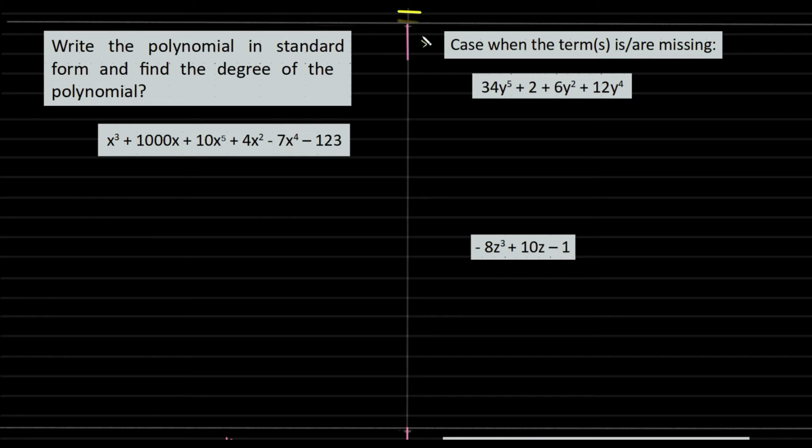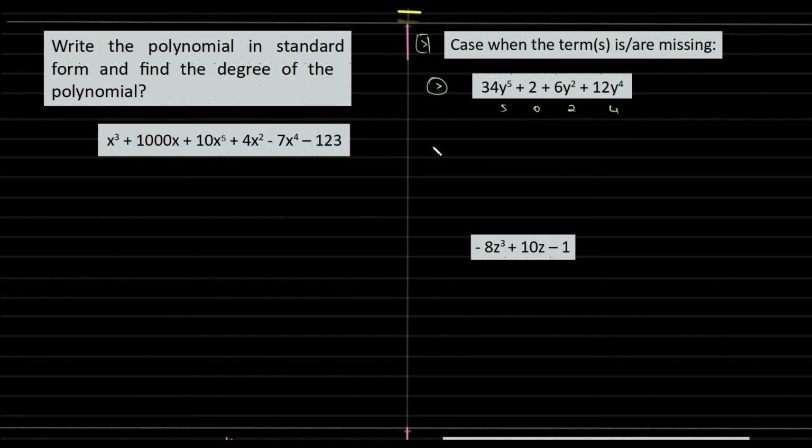We're looking at the next thing, that is cases based on this question. So the first case is when the term or terms are missing. So what does that mean? To look at that, let's look at the expression over here. We have y to the power of 5, 0, 2 and 4. So we can clearly see that there is no y to the power of 1 or y to the power of 3.